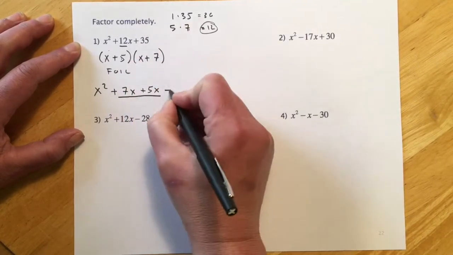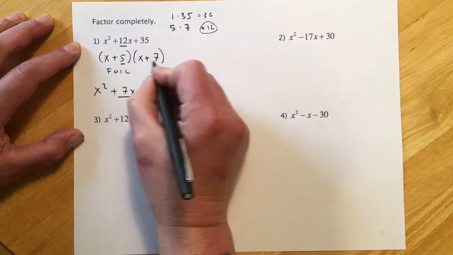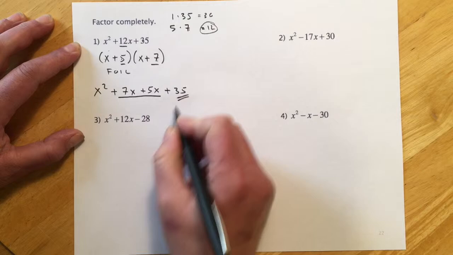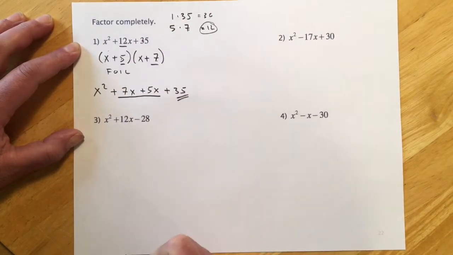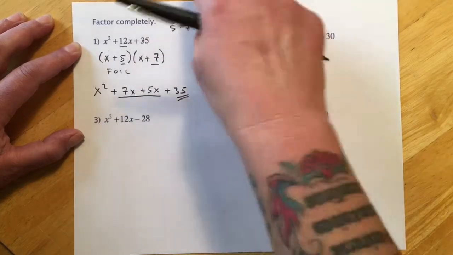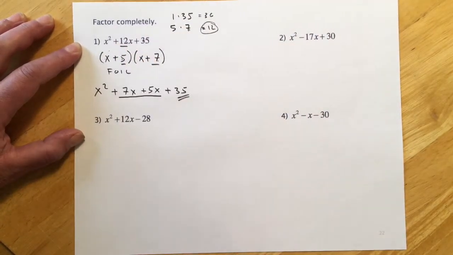And then 5 times 7, so there's the 35. So that's why these two numbers have to multiply to be 35, because that's where that shows up on the end. And you can see if I collect terms, I'm right back at the 12. So for this whole thing, it multiplies to the end, and then of those choices, what adds to the middle.